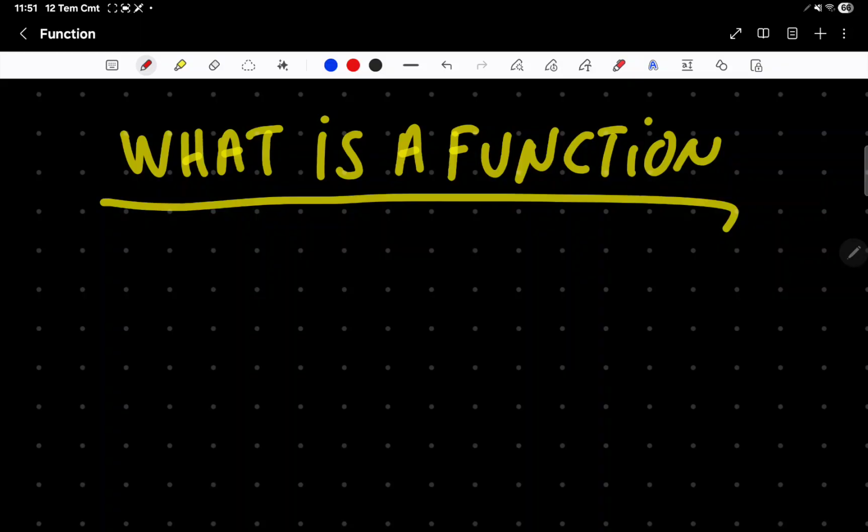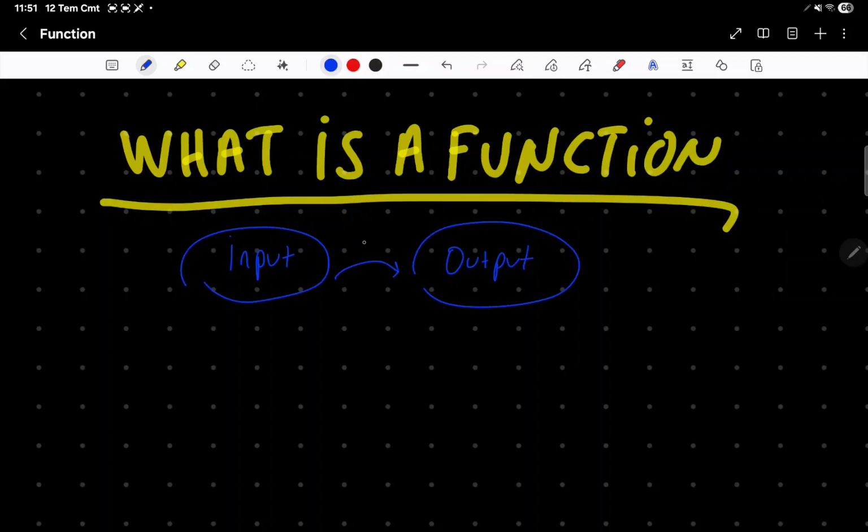Today we are going to talk about function. What is a function? A function is a relationship where each input has exactly one output. Okay, input, output, is relationship. A function is a rule that gives only one output for each input.